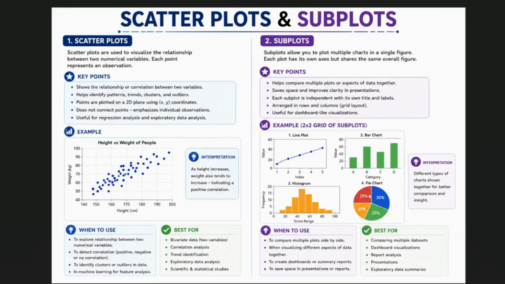Next are our scatter plots and subplots. First understand what scatter plots are. Scatter plots are used to visualize the relationship between two numerical variables. Each point represents an observation. Suppose you have weight and height; this gives a relationship between your height and weight. This is what we use scatter plots for. There are some key points of scatter plots.